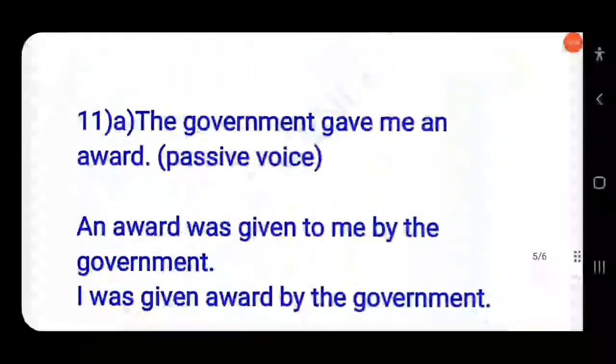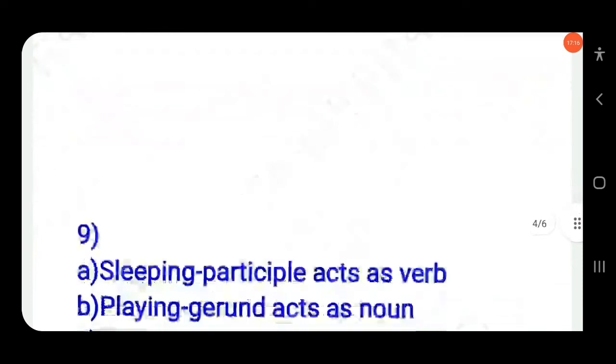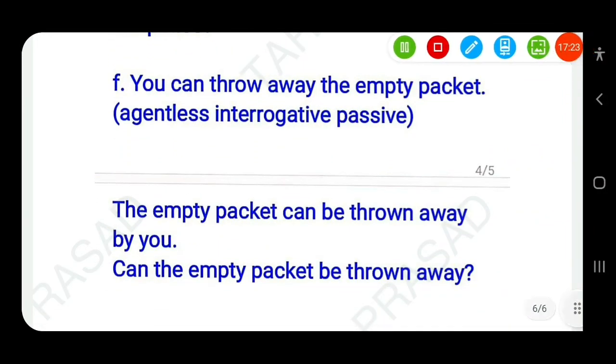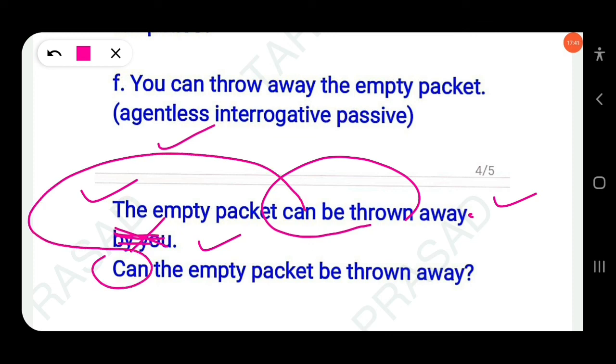Then the next question: you can throw away the empty packet. Here we need an agentless interrogative passive. The tense has "can", that means modal plus v1, and the object is the empty packet. First you need to change into passive: the empty packet can be thrown away by you. Don't write "by you", as the instruction says agentless. The empty packet can be thrown away. Then in interrogative, the auxiliary verb "can" will come to the beginning of the sentence: can the empty packet be thrown away? Don't write "by you". Clear?